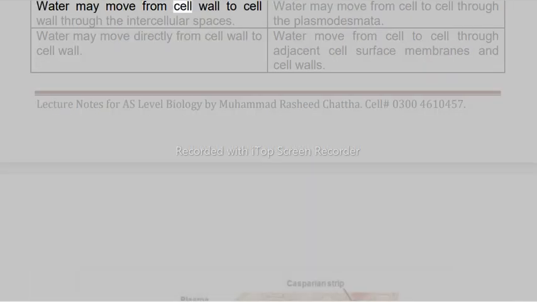Water may move from cell wall to cell wall through the intercellular spaces. Water may move from cell to cell through the plasmodesmata. Water may move directly from cell wall to cell wall. Water may move from cell to cell through adjacent cell surface membranes and cell walls.